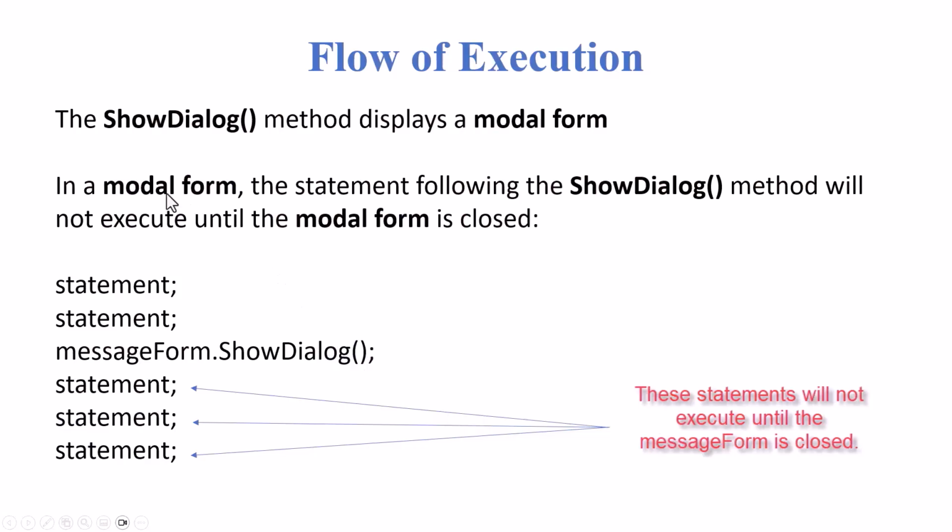Before we do that, we're going to take a look at the ShowDialog method, which displays a modal form. In a modal form, the statement following the ShowDialog method will not execute until the modal form is closed. So we might have a button here, and all these statements are in there. It'll do this statement, it'll do this statement, and then it'll do the message form ShowDialog, and a new form will pop up. At that point, the focus goes to that new form. And you can't get at these statements right here until you close the form that you're actually in. So that's what a modal form does. It allows you to change forms and stay on that form until it closes.